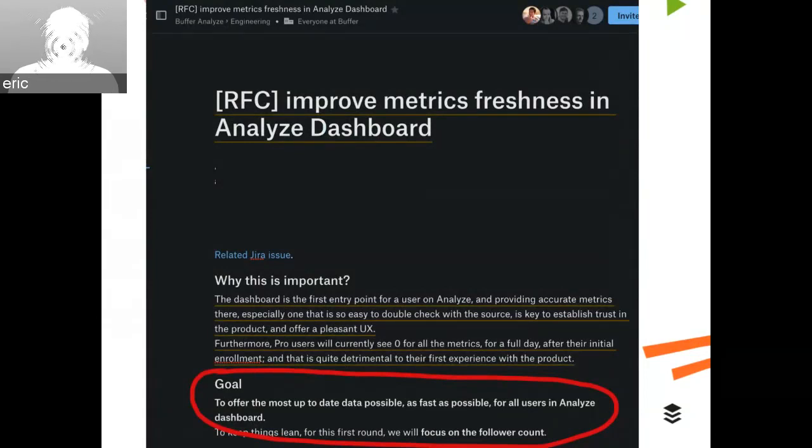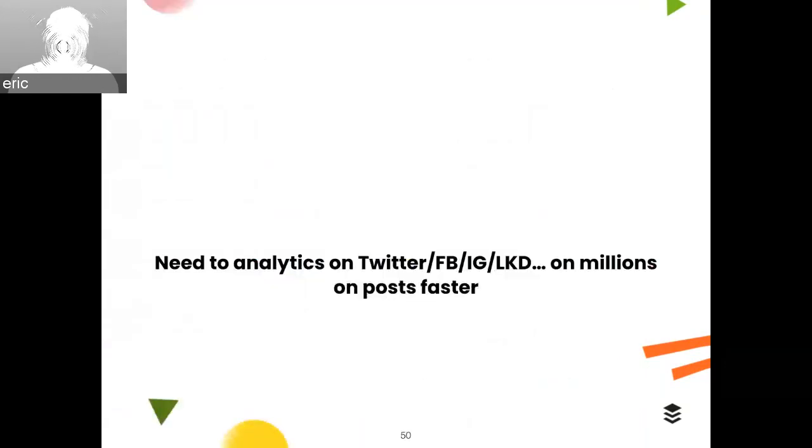Who knows about freshness? Freshness is how fresh your data is in your database. The goal is to offer the most up-to-date data as possible, as fast as possible, for all our users. The problem is that the data was only updated a little bit at a time, so there was an issue about it. And yes, we need analytics faster.